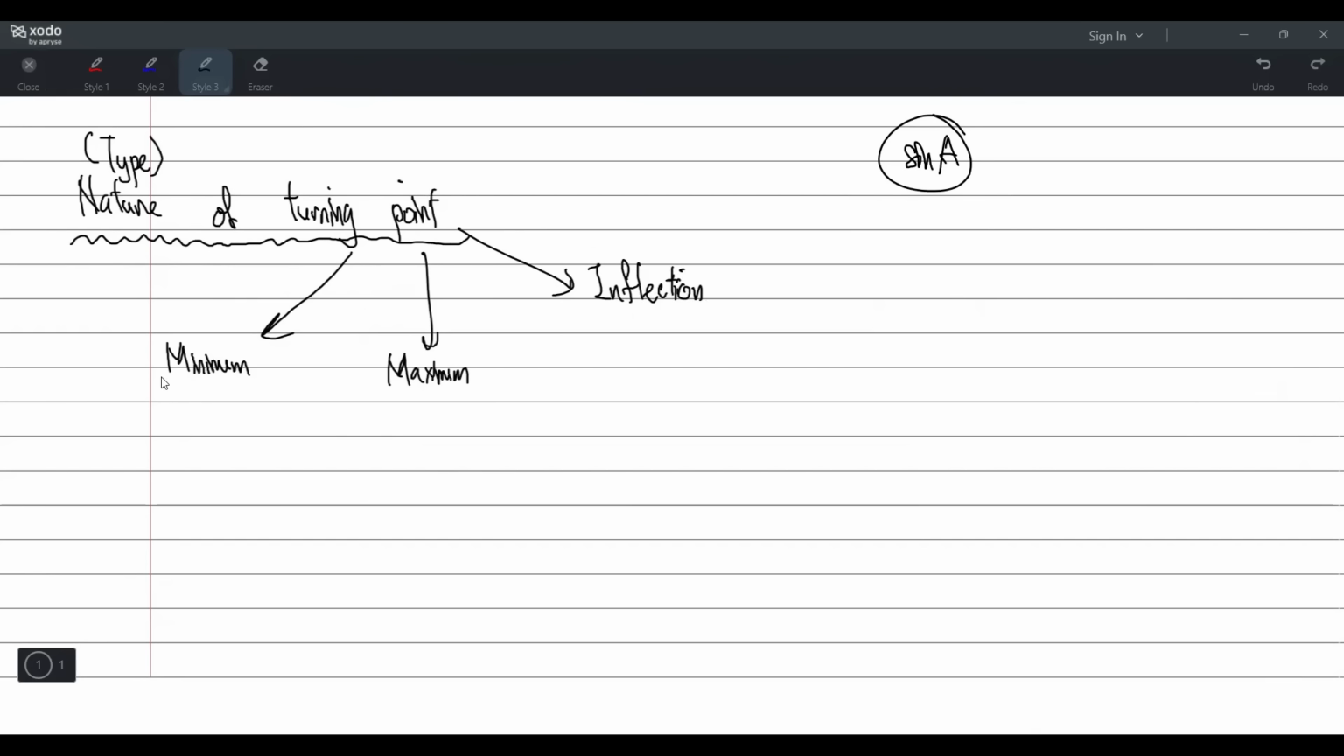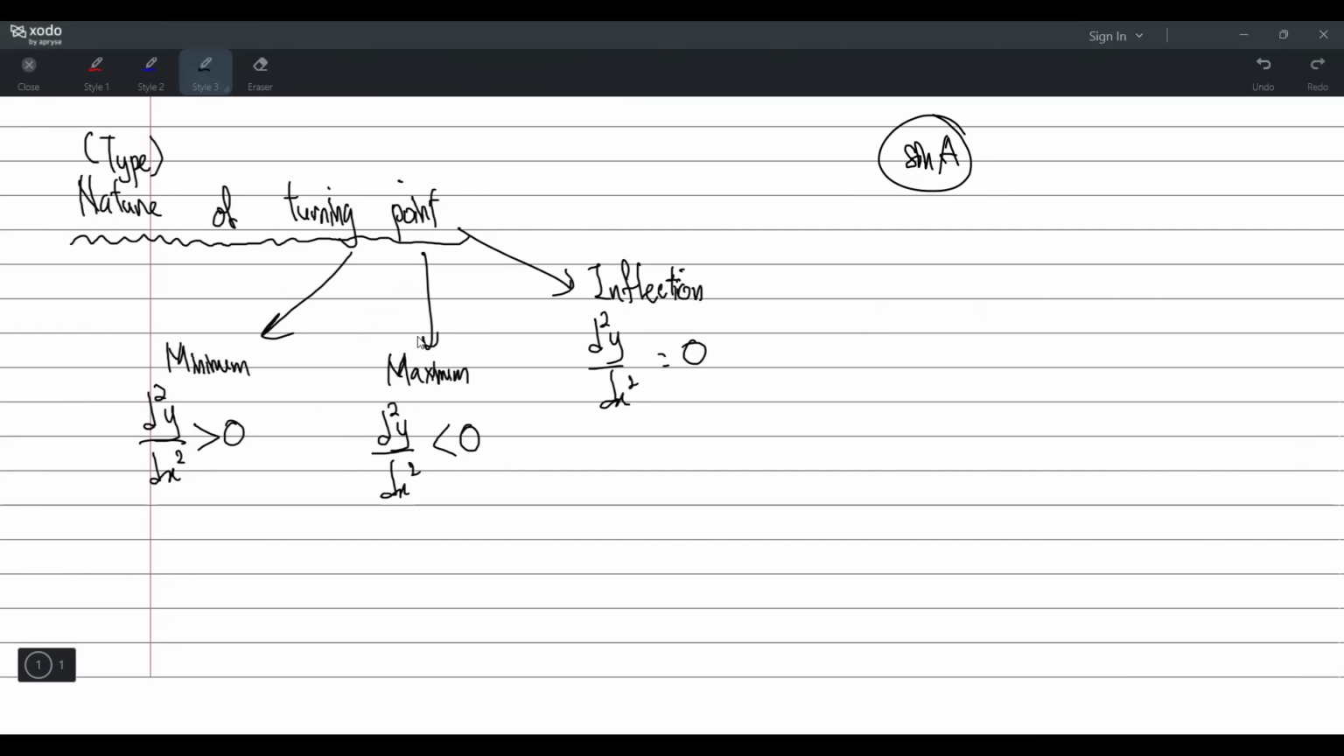Okay, how do you know whether it's minimum, maximum, or inflection point? You can use the second derivative method. Second derivative is d2y over dx2. After you do the second derivative, that value will tell you whether it's minimum or maximum. If the value is bigger than 0, then it's minimum. But if the second derivative answer is smaller than 0, it means it's negative, then it's maximum. But what if it's exactly 0? That means it's an inflection point. So this is how you do it.